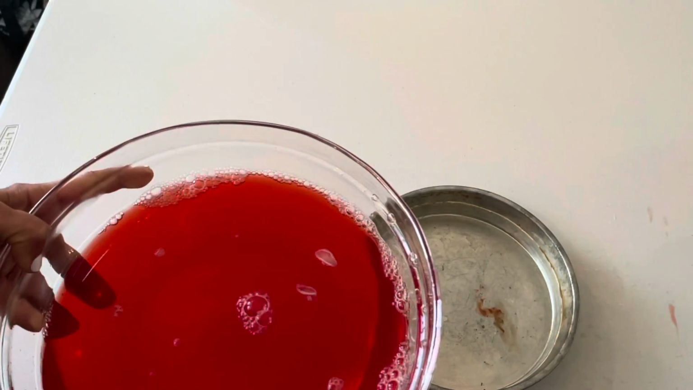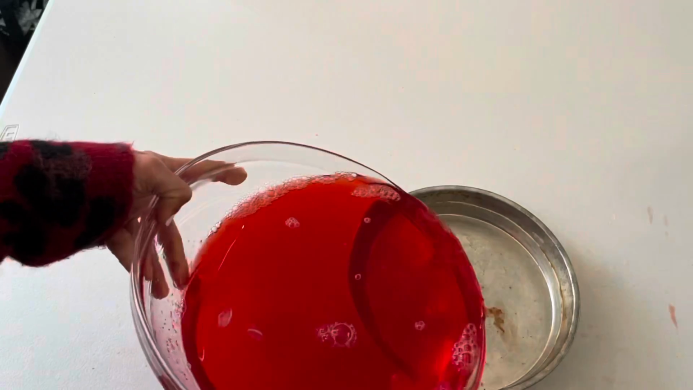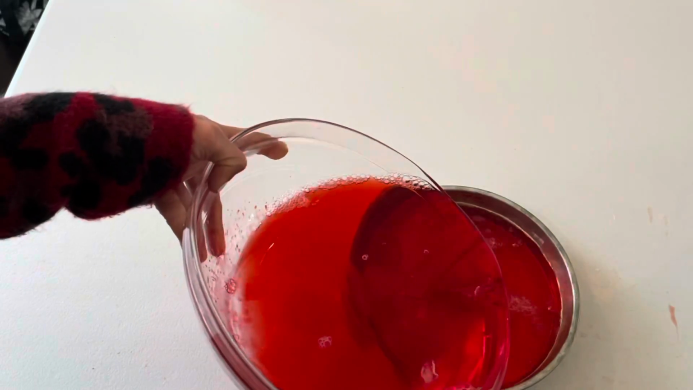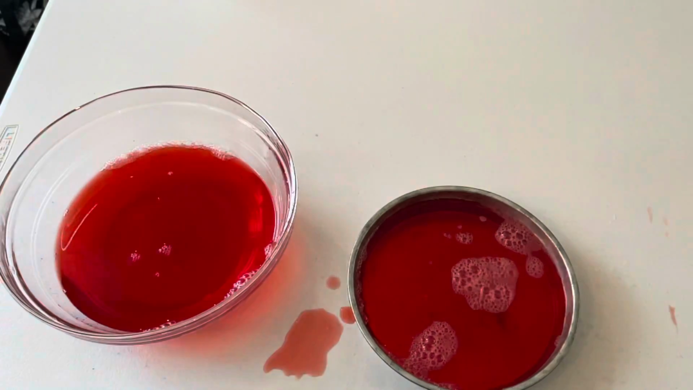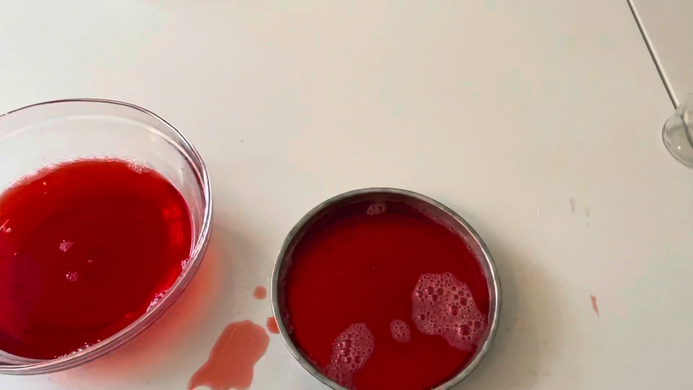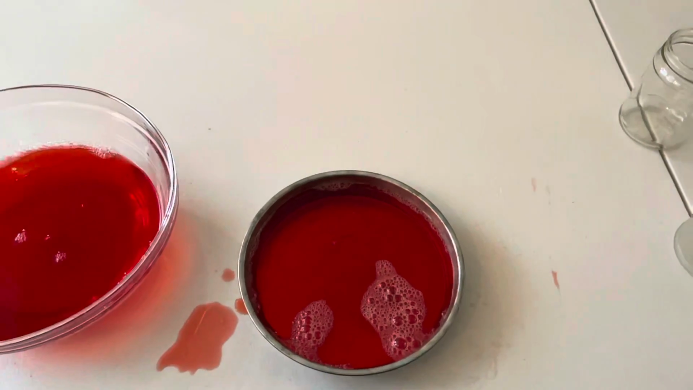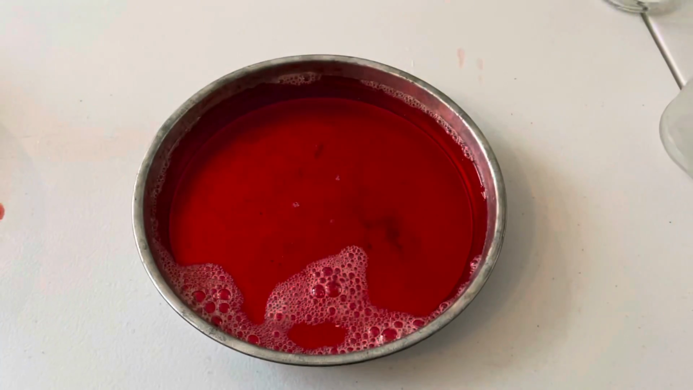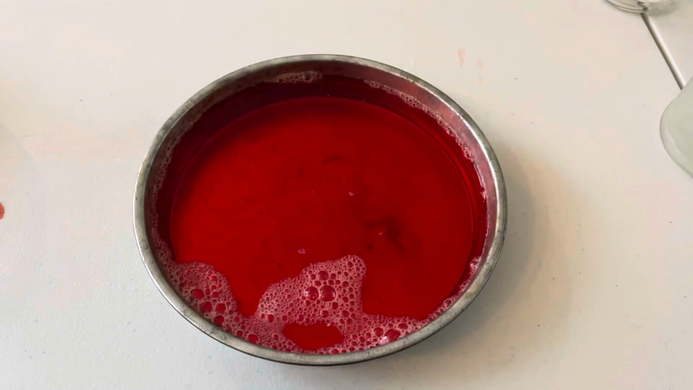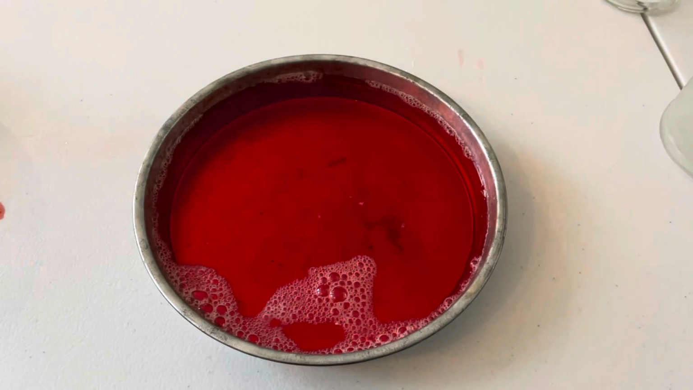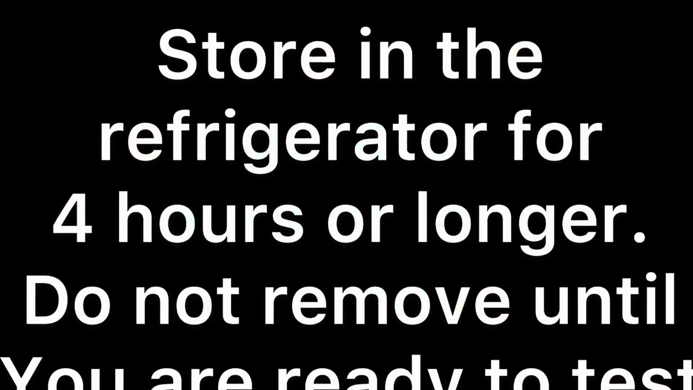Once you are ready, you will pour the Jell-O mixture into your pie pan very carefully, making sure that it's about halfway full. You may have extra, but we don't need it. Now this pie pan will go into the fridge for about 4 hours or longer until you are ready to use it.